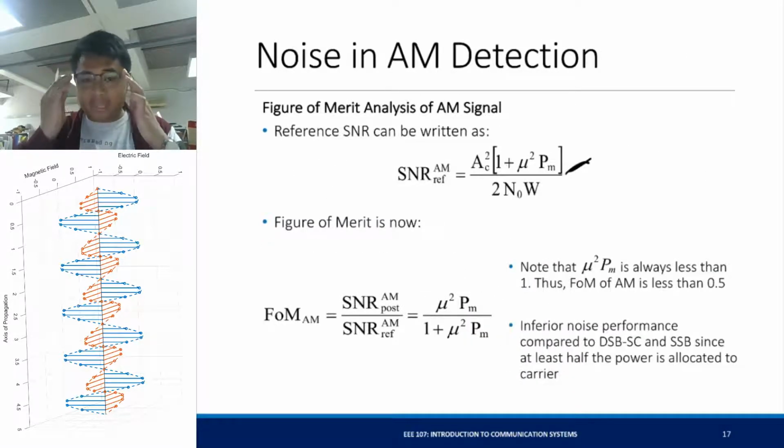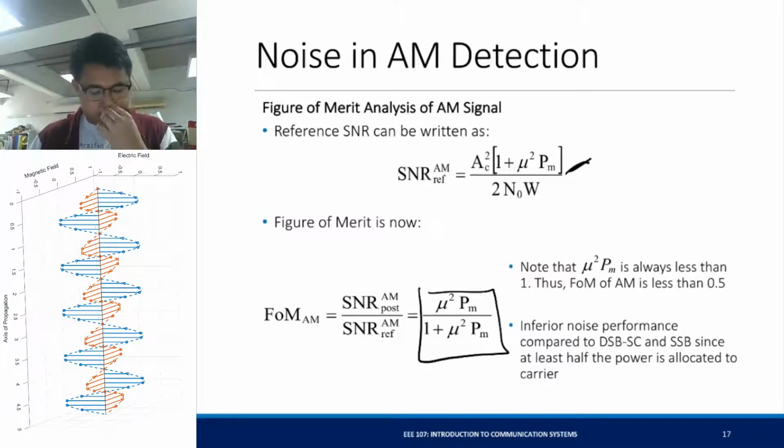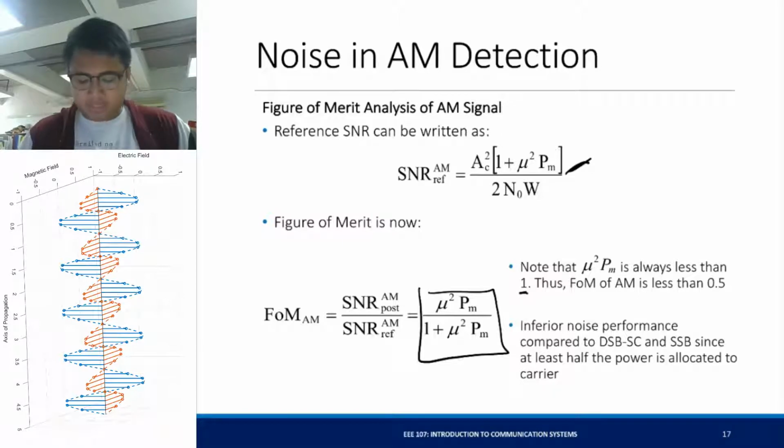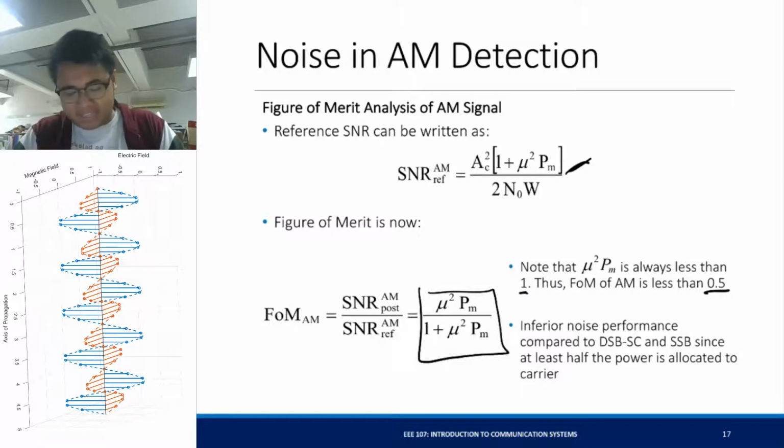So we can now get the figure of merit. It's equal to this expression right here. And just a note that mu squared times P_M is always less than 1. Thus, the figure of merit of AM is less than 0.5. That means that its noise performance compared to DSB-SC and SSB is inferior because at least half the power is already allocated to the carrier. And this is one drawback of using the carrier.